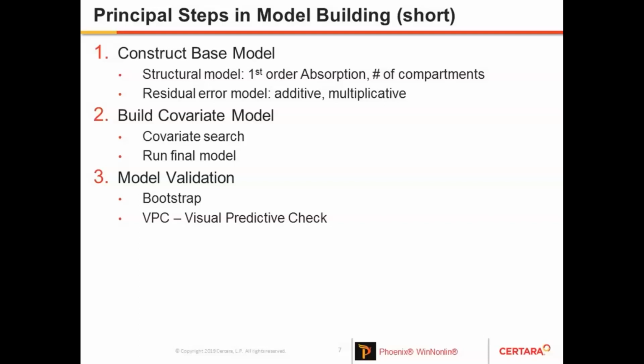Once you have achieved a reasonable fit with the structural model, you can explore some covariate effects. First, we examine this on a graphical level, but next, we simply run a stepwise covariate search to determine which of the covariate effects shows significance. Once that is done, we have our final model, which we then validate using bootstrapping and visual predictive check.